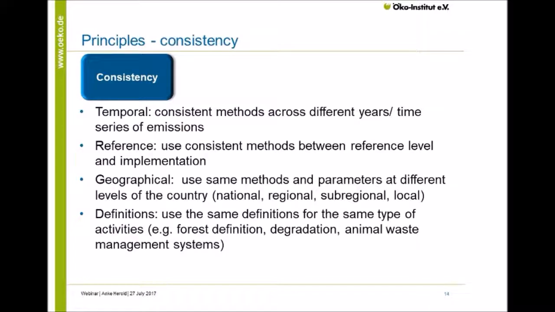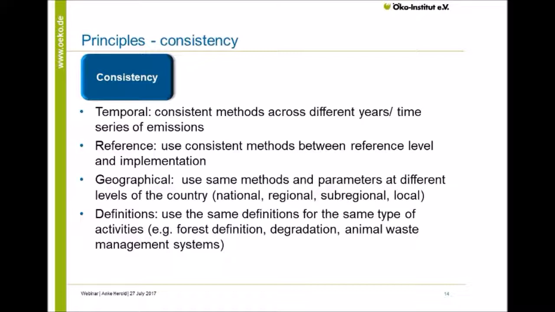Then we have the principle of consistency, which has different implications. It has a temporal implication, that the methods chosen should be consistent across different years and across the time series of emissions. It has also an implication when countries use references against which they compare their emissions, either reference years or reference scenarios. It means that the methods used for the calculation of emissions should be consistent between reference levels and the implementation, or the tracking of emissions during the relevant period.